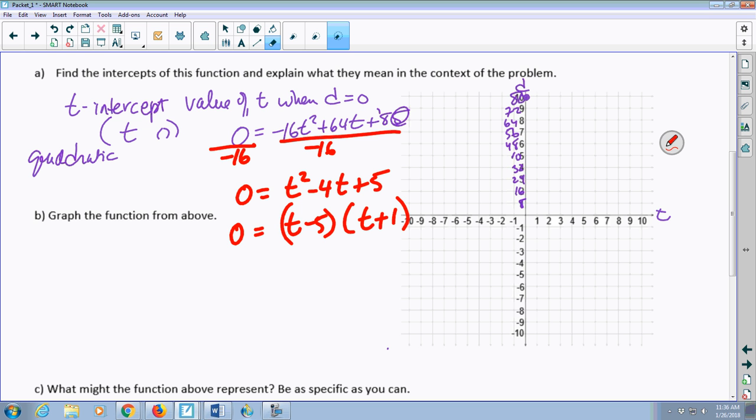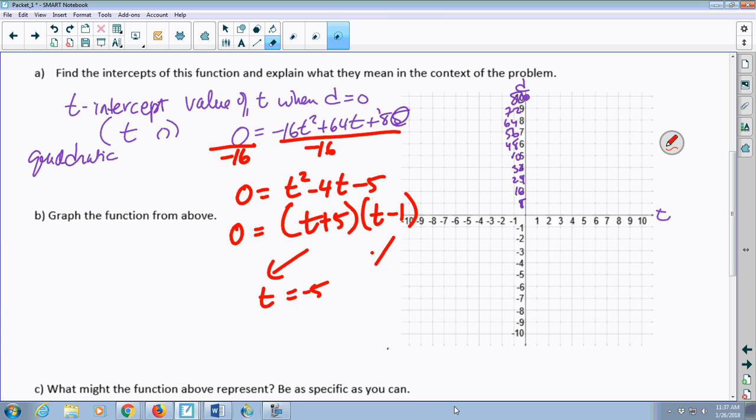Is that correct? Oh, I made a mistake there. Anybody catch it? That's not right. That's right. It's supposed to be negative 5. All right. Got to watch me. I'm slippery. All right. Minus 5. So it's t plus 5, t minus 1. And now you set each factor equal to 0, and you get t equals negative 5, t equals 1.